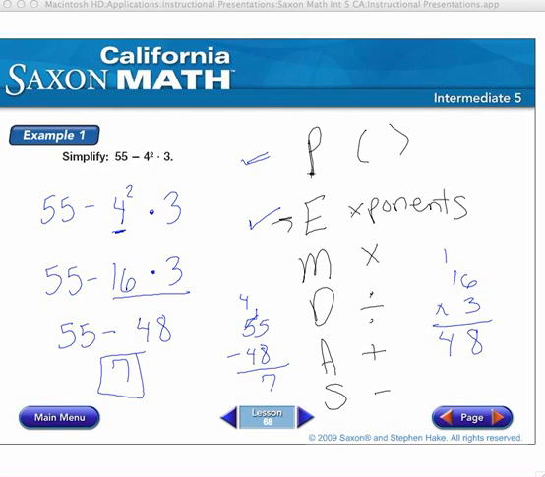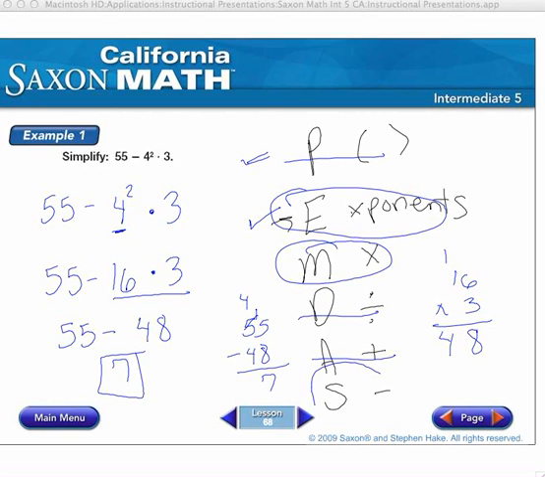So there were no parentheses, I did my exponents, then I multiplied, there was no division, there was no subtraction, and then I subtracted. Okay, let's look at example 2.